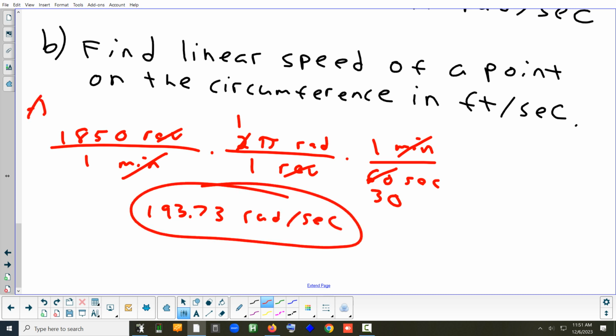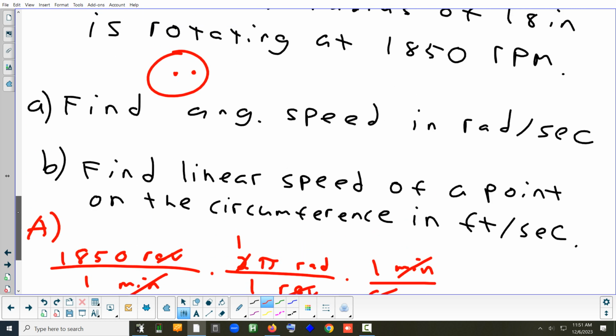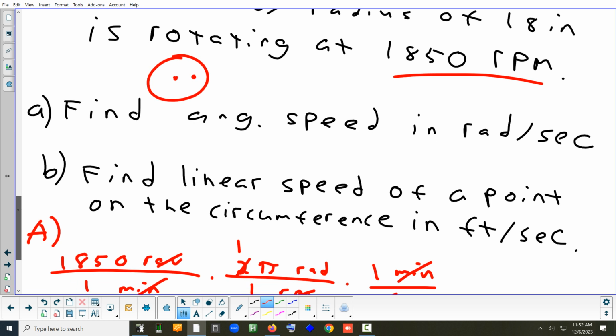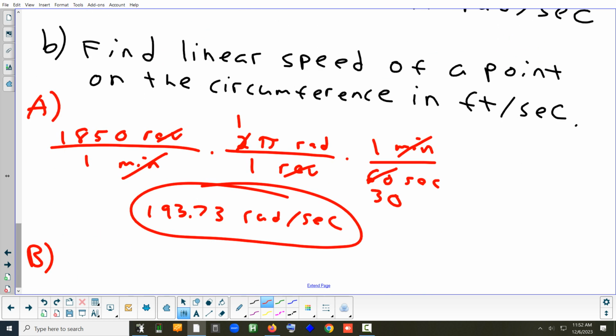Okay, so that's part A. Now part B says to find the linear speed. Well, you're given angular, you're trying to go to linear. The way that you go from angular to linear is through revolutions. So you want to have the speed back in revolutions. That's why I'm going to go back to what they gave me. So part A, we don't need for part B. And so 1,850 revolutions per minute.